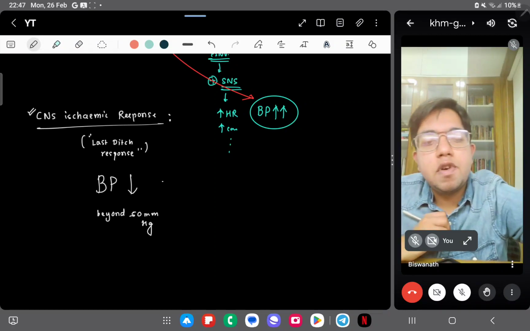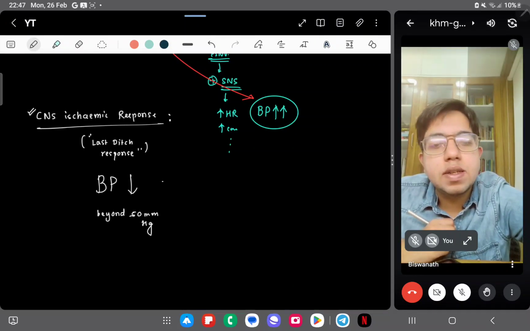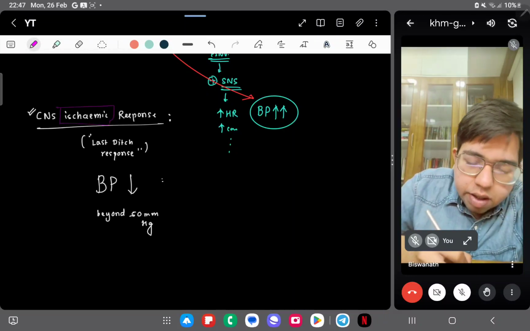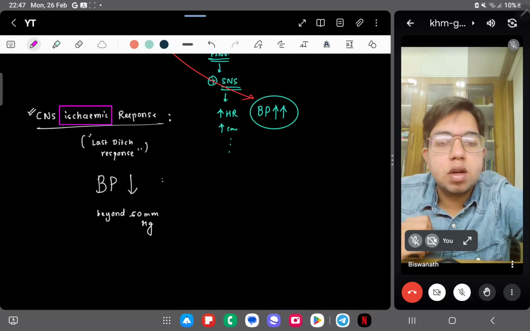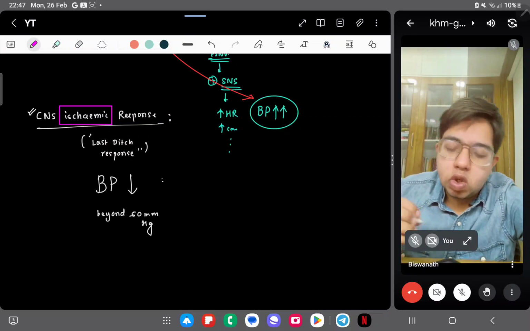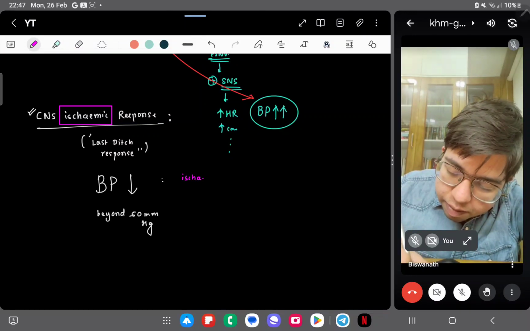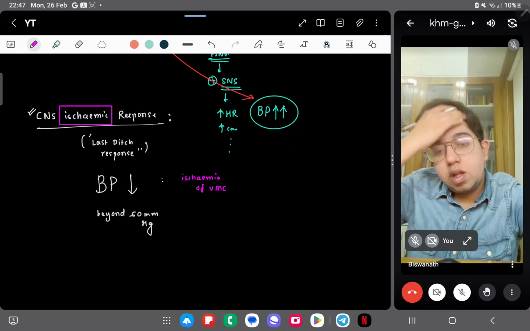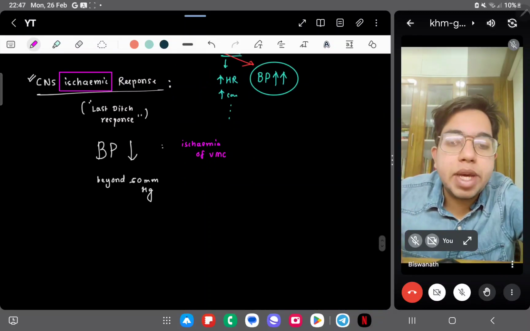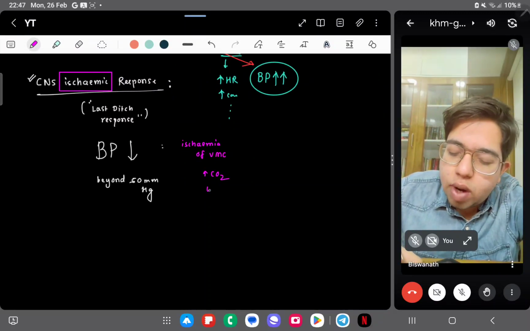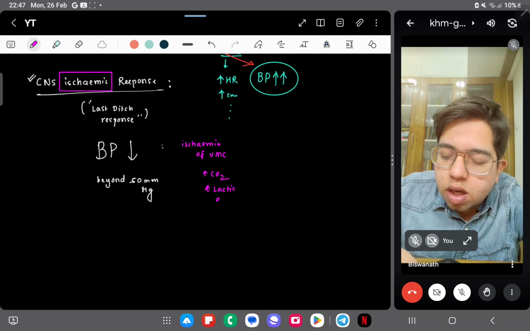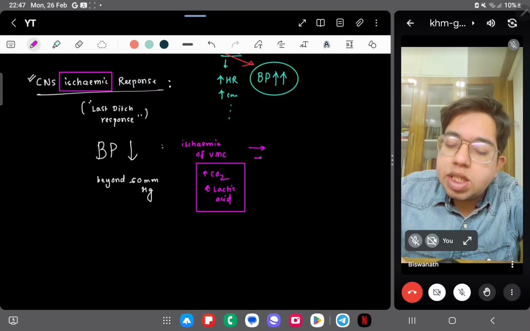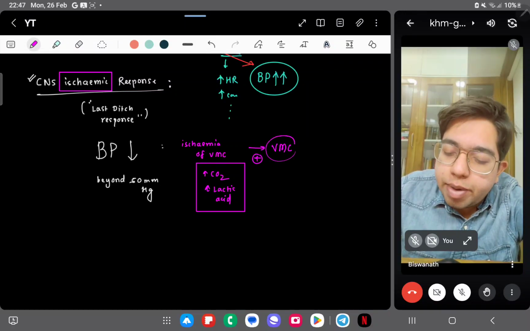A very severe fall in BP, there will be CNS ischemic response. Ischemic, you can just know from this term, ischemia. So it will cause the ischemia of the VMC. The vasomotor center is ischemic now. Not enough oxygen is reaching the VMC. There is accumulation of CO2 and lactic acid in the body. And this ischemia of VMC will itself stimulate your VMC.